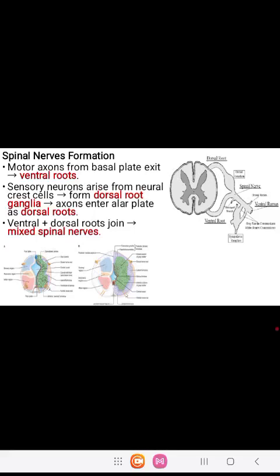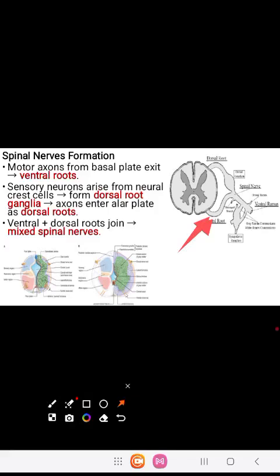Okay, so let's discuss the spinal nerves formation. If you remember, we've discussed how the sensory neurons and the motor neurons are formed. So the axons of the motor neurons will exit from the basal plate, and this becomes the ventral root, just as you've seen here. So this is the ventral root.